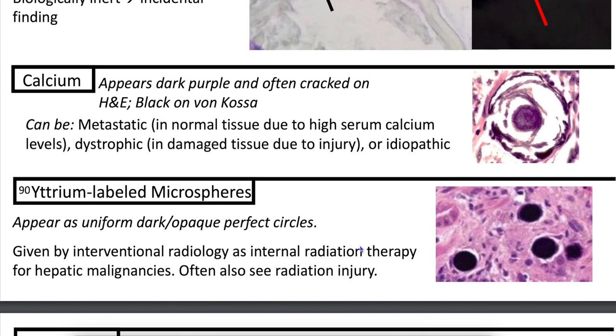Calcium appears dark purple and often cracked on H&E. It's black on von Kossa. It can be metastatic in normal tissue due to high serum calcium levels, or dystrophic, in damaged tissues due to injury, or idiopathic.